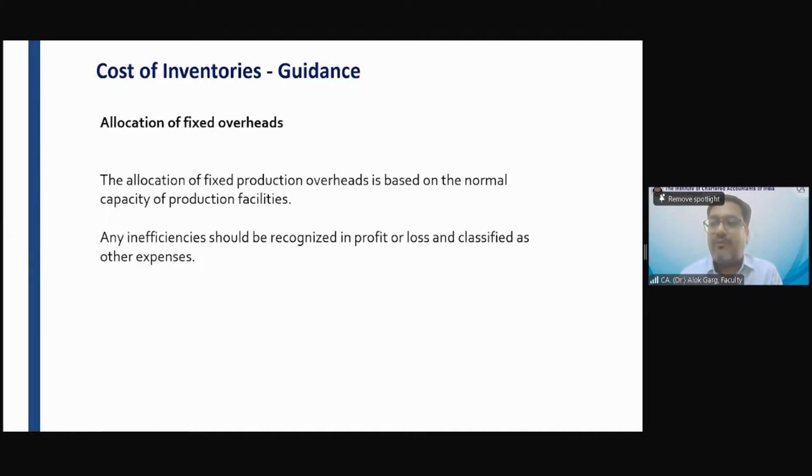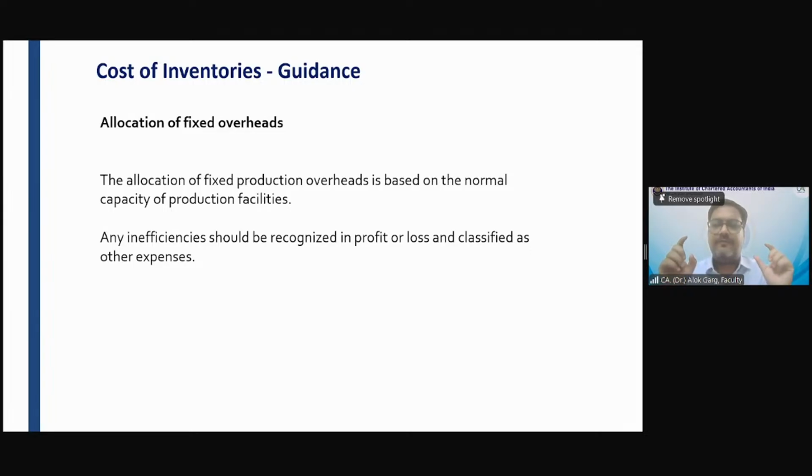So will you capitalize 10 rupees per unit in this case when the actual production is 20,000 units? 5 rupees, sir. 5 rupees. Because if you allocate 10 rupees per unit, what is your total amount? 20,000 multiplied by 10, 2 lakhs. But what is the fixed overhead? Fixed production overhead is 1 lakh. So the actual fixed production overhead is 1 lakh, so you cannot allocate more than 1 lakh rupees. And that is why 5 rupees per unit will be allocated to the inventory, right? 5 rupees per unit of fixed production overhead is allocated to the inventory.